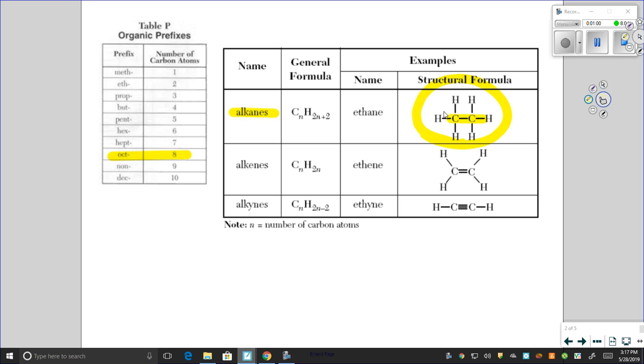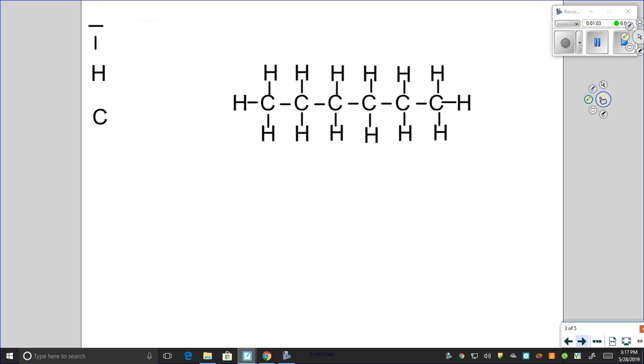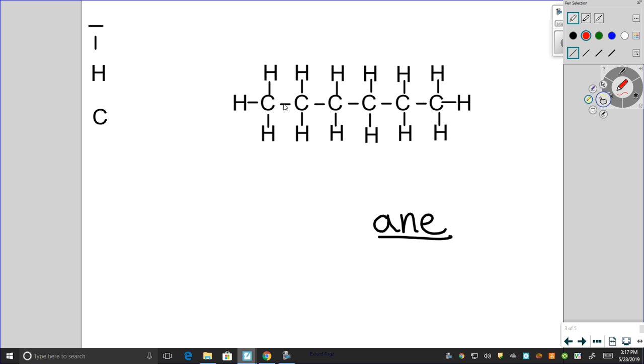With that in mind, let's go ahead and do a little naming. Here we have an example hydrocarbon. First thing I look at is my carbon-carbon bonds, and I see that they are all single bonds. That means I am definitely dealing with an alkane, which means my substance will end in the suffix -ane. Next thing I do is count up my carbons. If I look carefully, I find that I have 1, 2, 3, 4, 5, and 6 carbons.